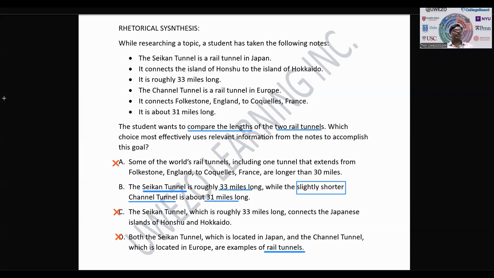Right answer has to be option B. The Seikan tunnel is roughly 33 miles long, while the slightly shorter Channel tunnel is about 31 miles long. Option D is wrong for one more reason. It is not at all talking about the length. Now, in case you are down to two answers and not able to figure out which one to keep and which one to remove, in that case, you might need to go back to the notes. Otherwise, notes are just there to confuse you. Focus on the question. Once you understand the question, then you can proceed straight away with the answer choices.